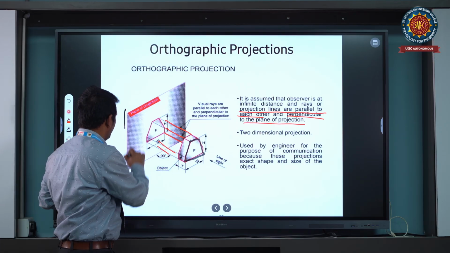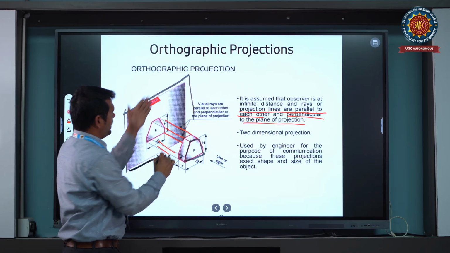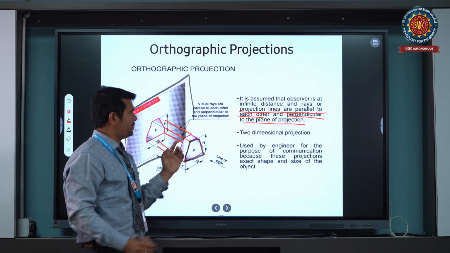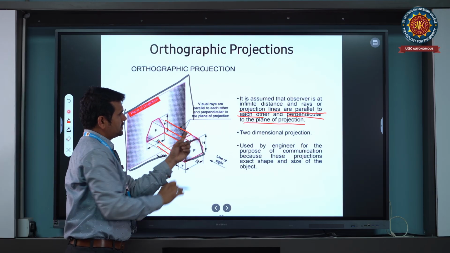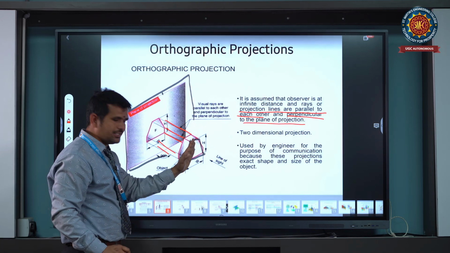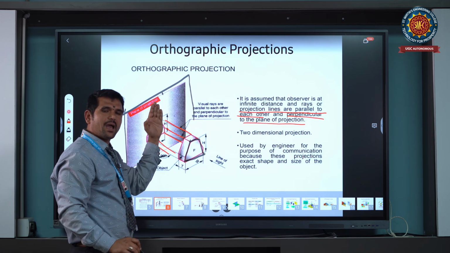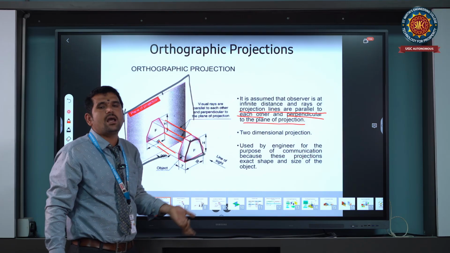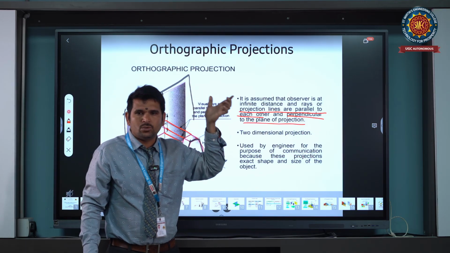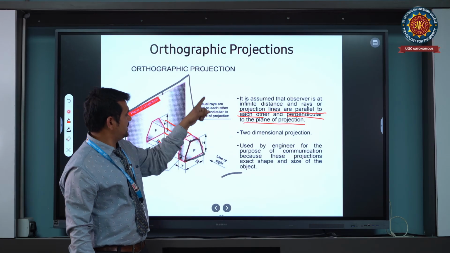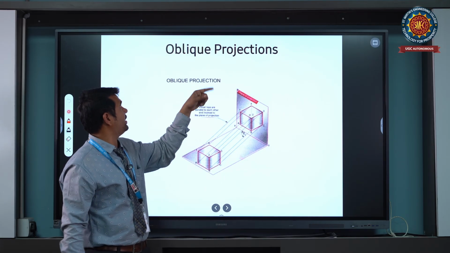So this is the plane. Perpendicular to this plane, the point projectors are going to be obtained. See here, the red lines are perpendicular to the plane, either this one or this one. This is the object. The object is always parallel to the plane, and the projectors are perpendicular to the plane. So this is the orthographic projection.